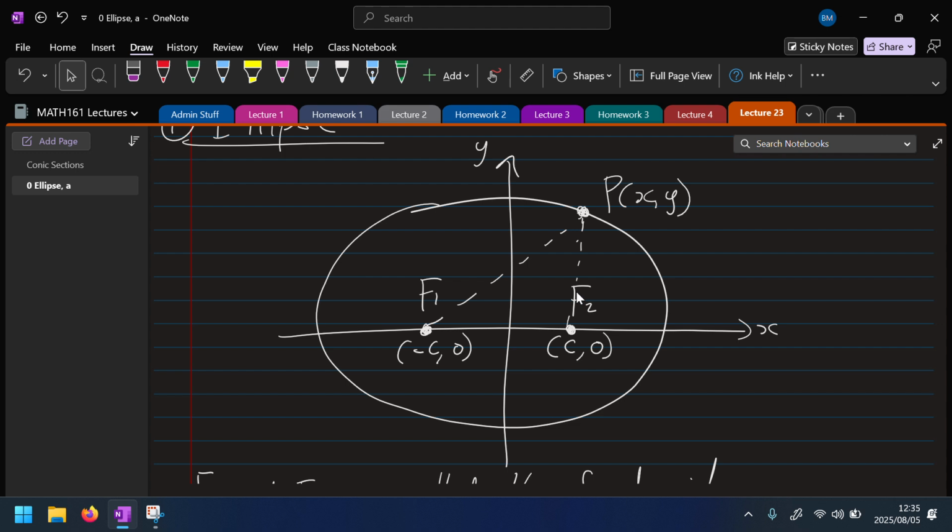So you end up with the string from F1 to P down to F2. That total length of string is fixed, which means the length of F1 to P and P to F2 is also fixed. So you put your pen or pencil at P, and you try to draw a circle going around. And in doing so, with those lengths being fixed, it ends up being an ellipse.